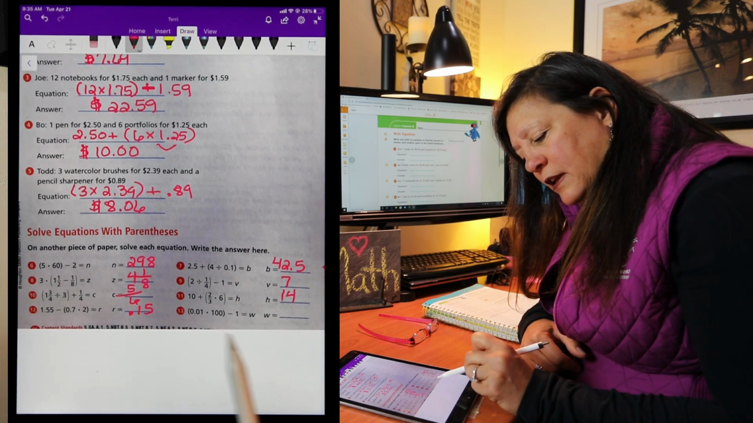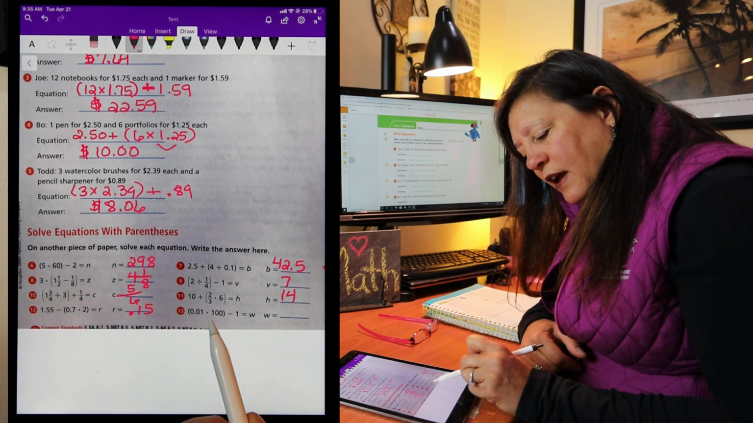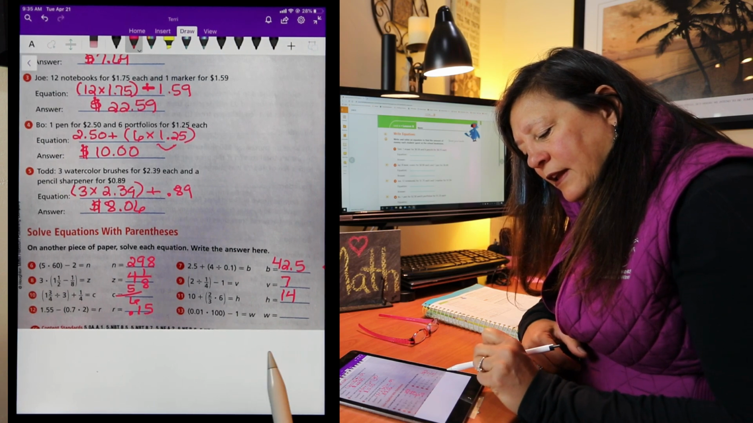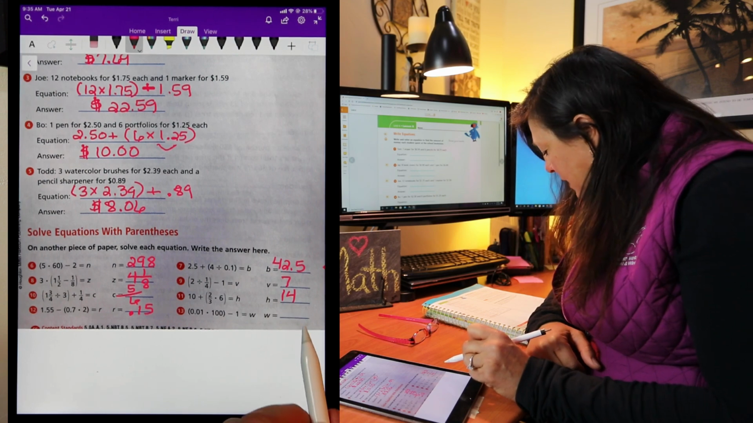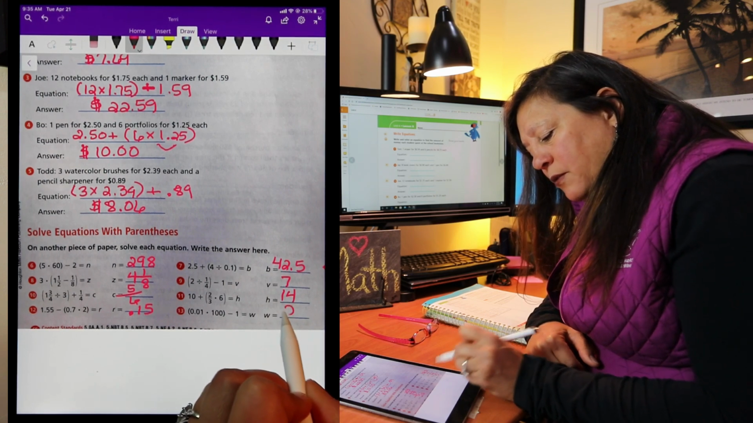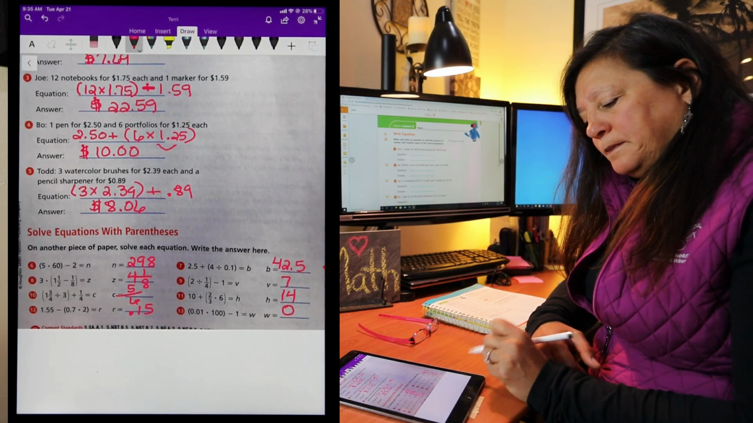And number 13, you're going to take 0.01 times 100, get that answer first, and then subtract 1 to get the answer for W, and W equals 0 when you're all done.